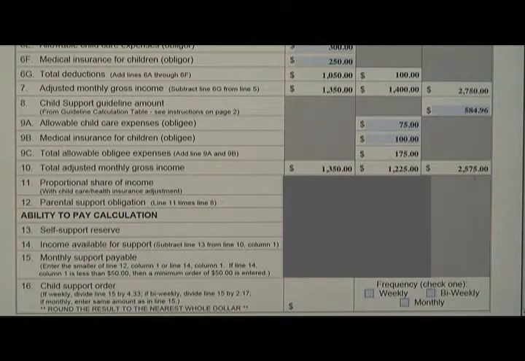$2,575. So to recap what we've learned so far, in line 8, we have learned that the child support guideline amount for this couple will be $584.96.